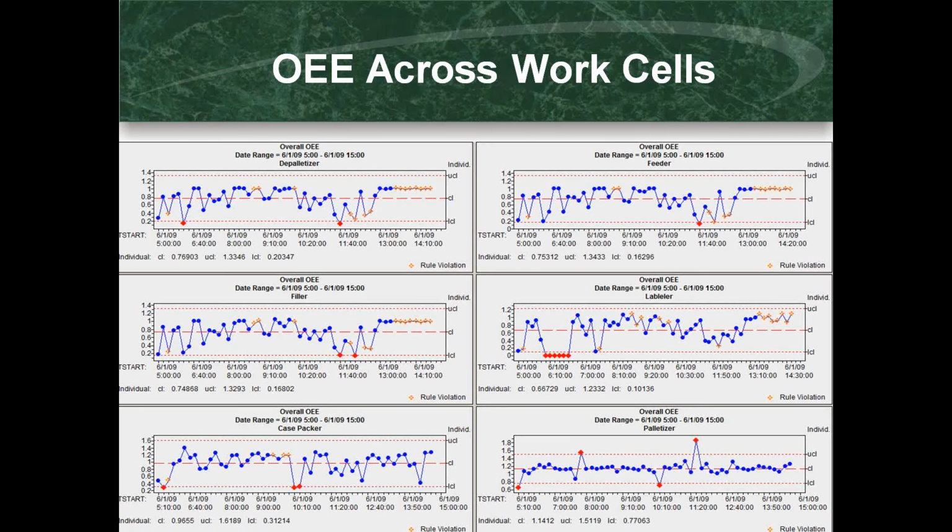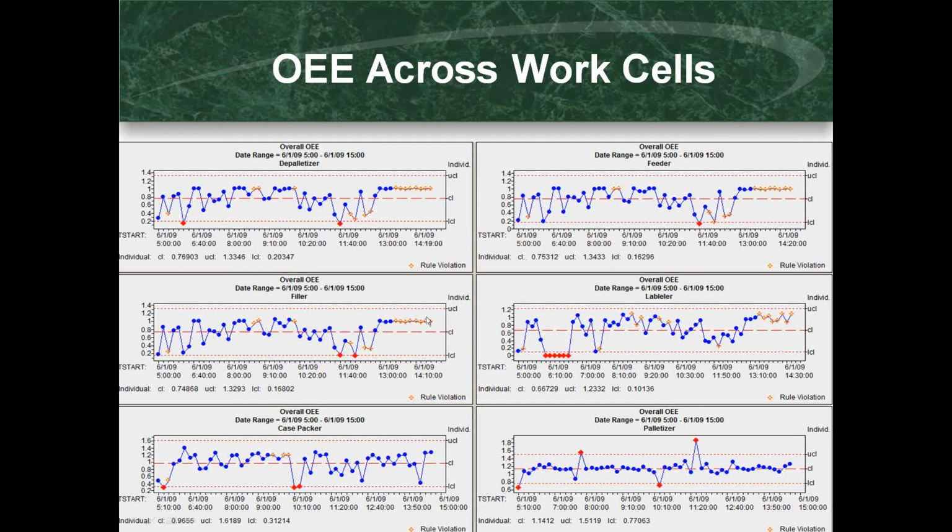So let's take a look at our control limit charts for each piece of equipment on the line, starting at the depalletizer, the feeder, the filler, the labeler, the case packer, and then the palletizer. Control charts show the process stability of each work cell and provide signals to the engineering staff whenever there's a process instability. You're going to notice in these control limit charts there's an upper control limit, a lower control limit, and a center line. Also, the little stars or asterisks are rule violations.